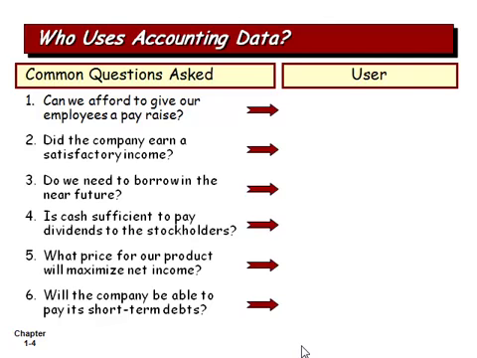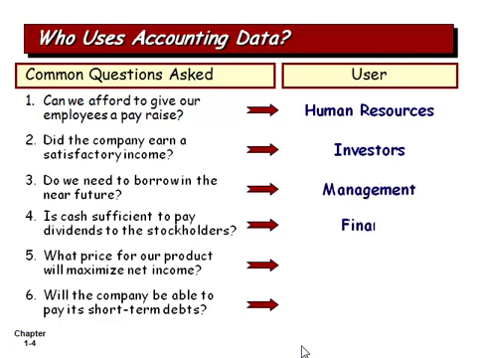Common questions asked, and this indicates who the users are. So the second question, for example, did the company earn a satisfactory income? Clearly investors would want to know that. Customers might want to know that.